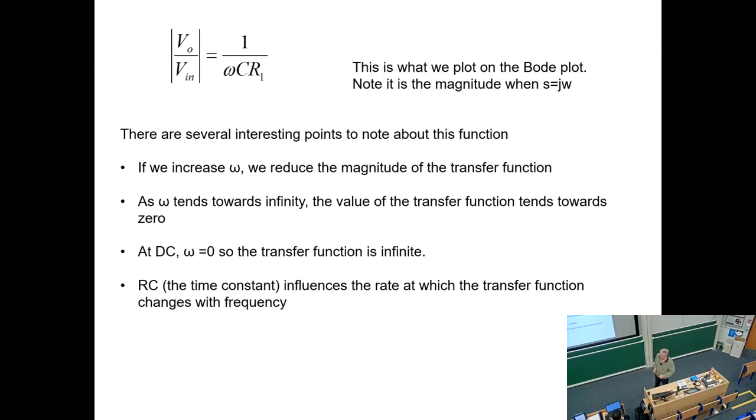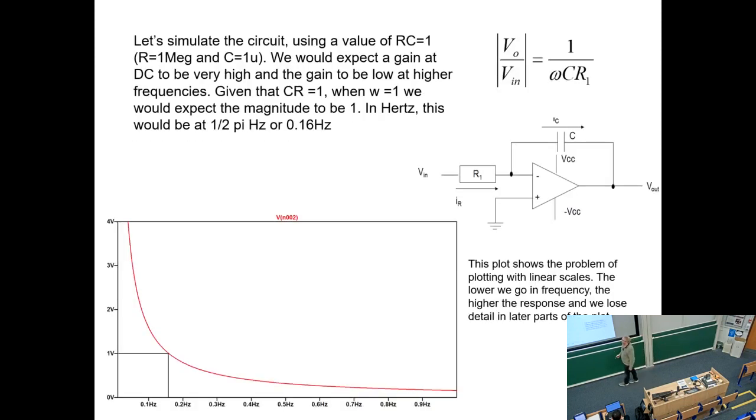At DC, omega equals 0, so the transfer function is infinite, which we sort of suspected because there was pole business going on. RC, the time constant, influences the rate at which the transfer function changes with frequency. It's a sort of scale factor going from infinity to 0. Big range. But we've got control over CR. We can change the value of C and we can change the value of R. So we can manipulate that response a little bit.